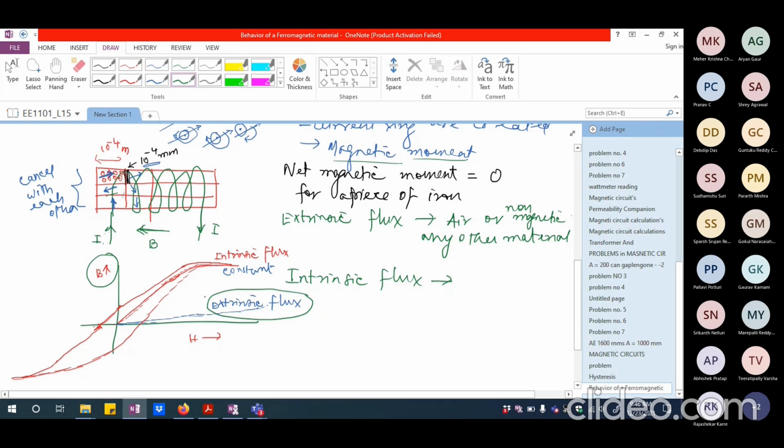Now, when you are subjecting a ferromagnetic material to this kind of current, that too alternating current, let us say I am talking about a small value of H. Maybe I am talking about a finite value of H. So let me call this O and let me call this some P. So OP is a finite value of H. At this point, I'm going to have a flux density which corresponds to this particular value.